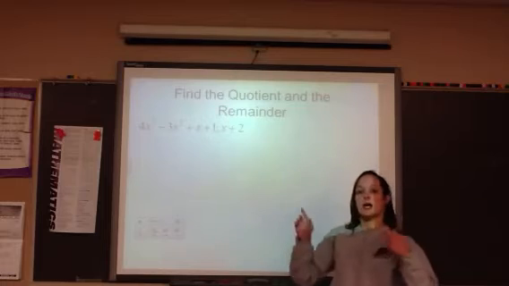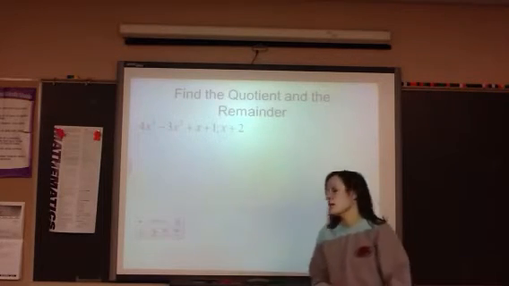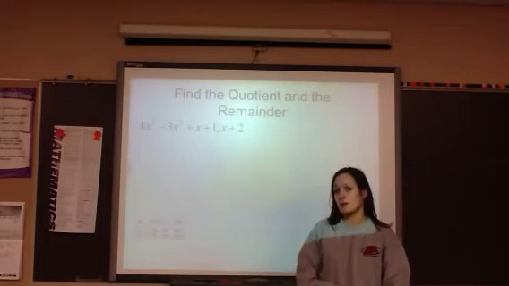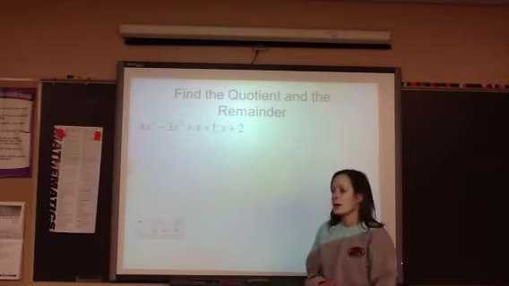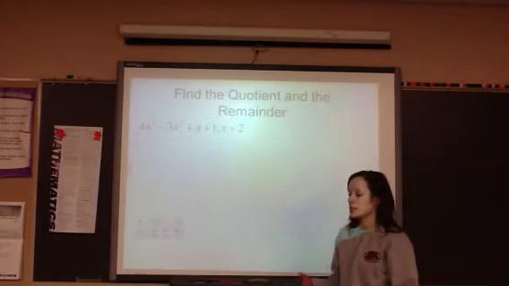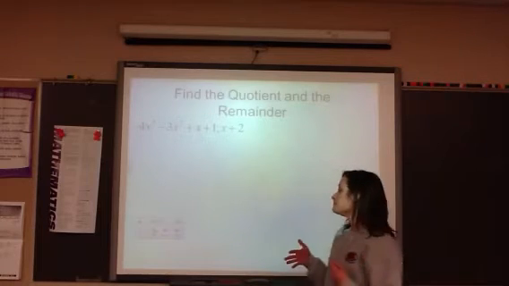Alright, the next part of the chapter is to do long division. A quotient is your answer, and a remainder is what is left over when you divide, because sometimes it doesn't divide evenly. If it does divide evenly, your remainder would be 0.